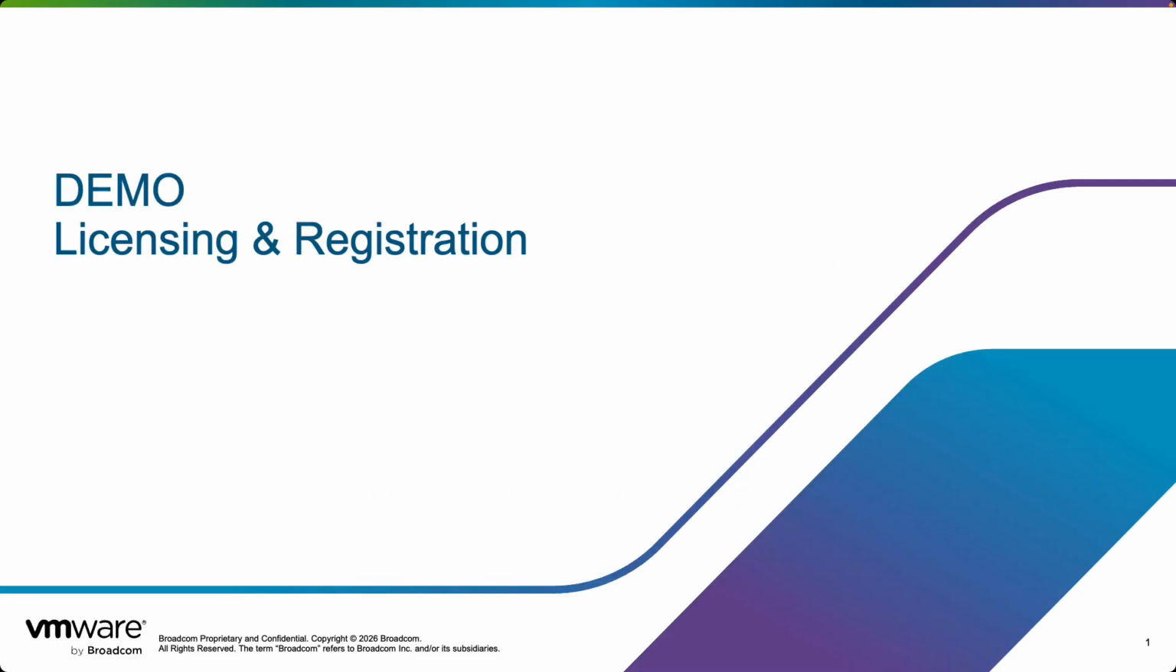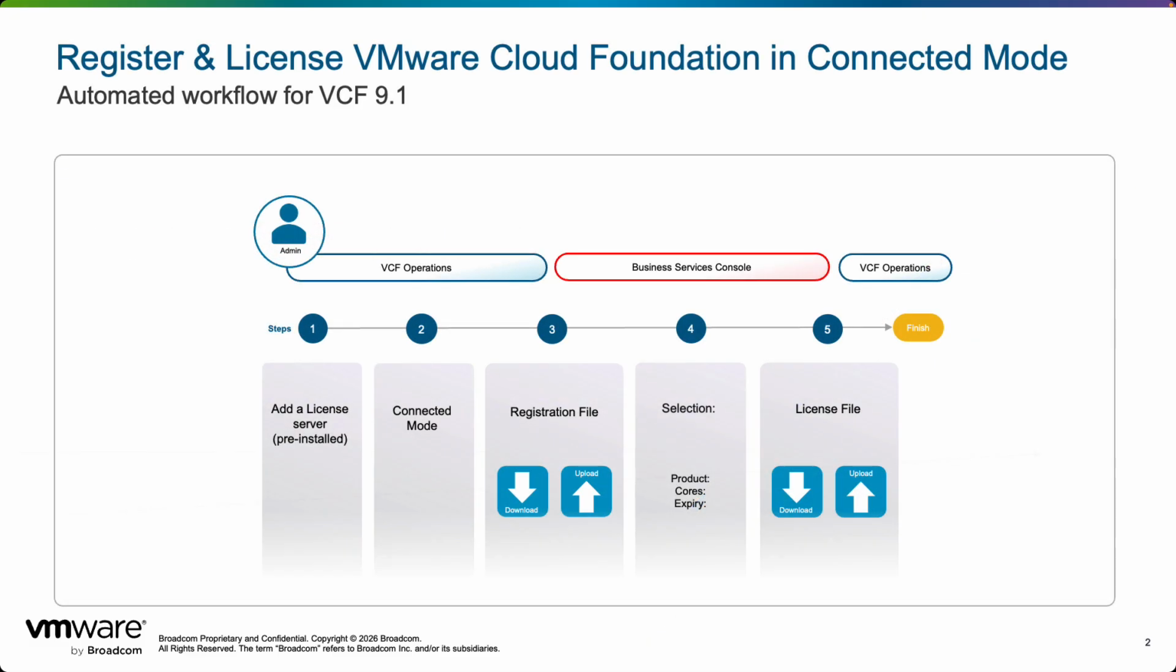Welcome to this VCF 9.1 licensing demonstration, where we'll run you through the steps to register and license your VCF 9.1 environment. Before we start, let's take a quick moment to look at the workflow which automates the licensing registration process. From VCF 9.1, a new license server is pre-deployed and configured as part of a new or upgraded VCF 9.1 deployment. The registration process is started from inside VCF Operations.